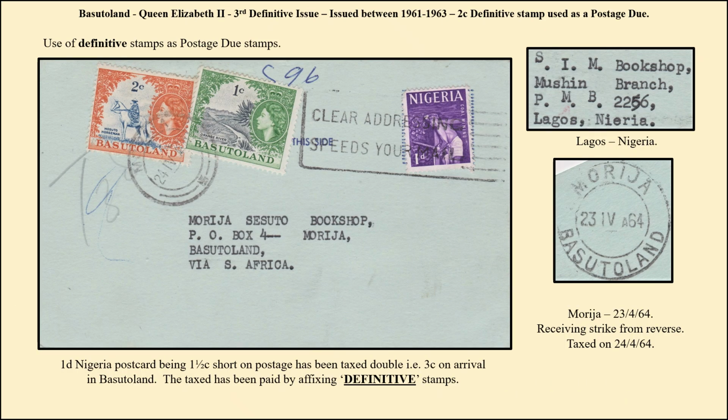Interesting postcard from Nigeria, deemed to be short and charged 3 cents, which would have been double the 1½ cents that were deemed to be short, but they have used definitive stamps as postage dues, which is most unusual.